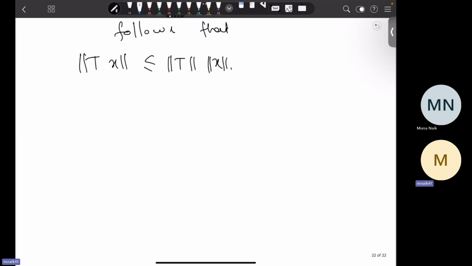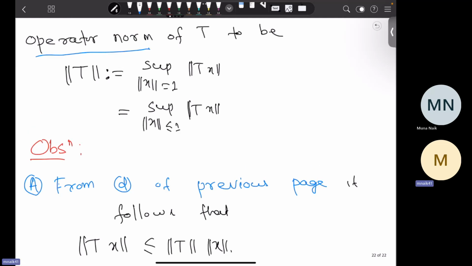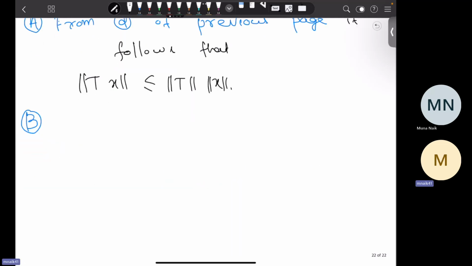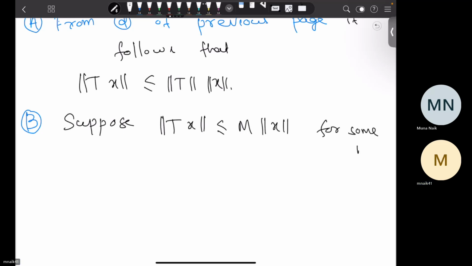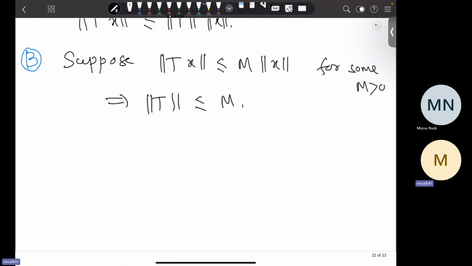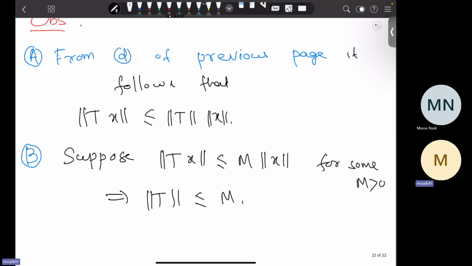The second thing is B. Suppose the norm of Tx is less than or equal to m times the norm of x, for some m. Then this will imply that the operator norm of T is less than or equal to m. This is clear.